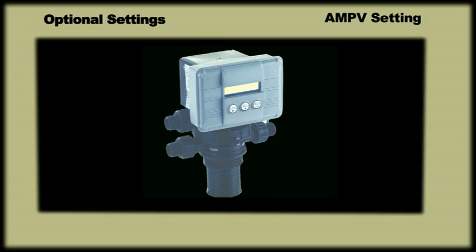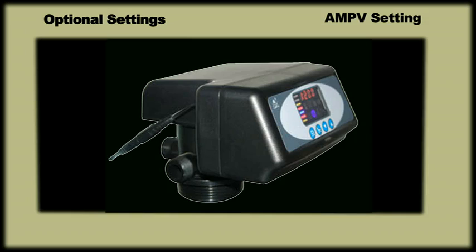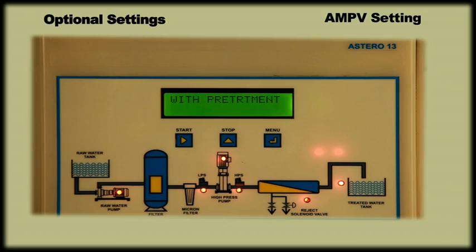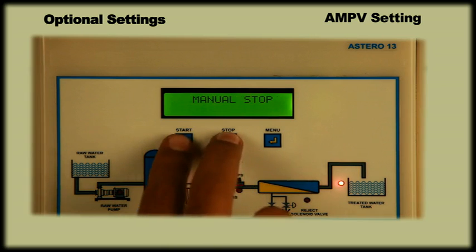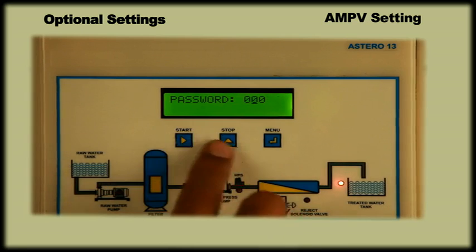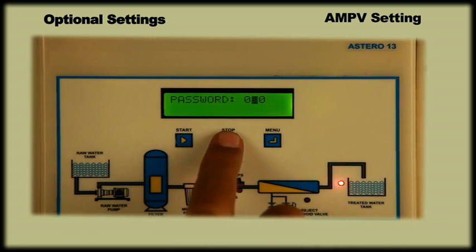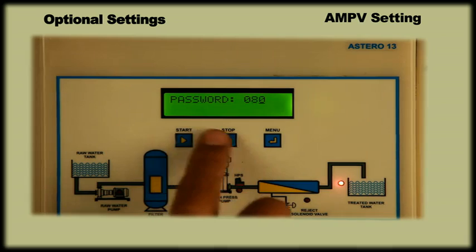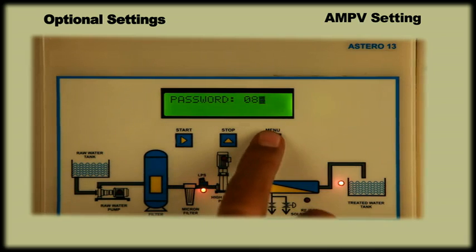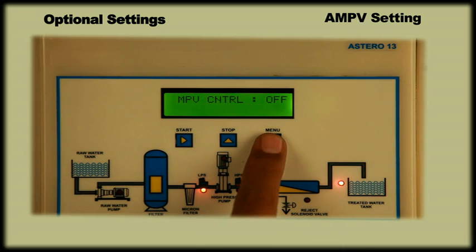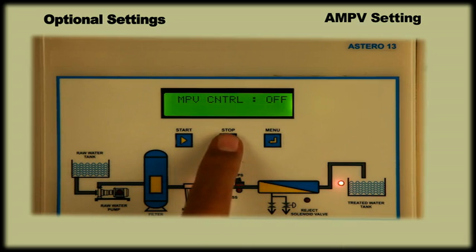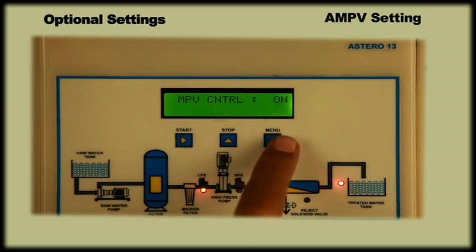AMPV Auto Multiport Valve Setting. Astero panel can support auto multiport valve of all types. This setup should be altered only in case the filter is with auto multiport valve pre-treatment. To turn auto MPV control operation on, enter password 084 and press menu. Display will show MPV control off. To switch it on, press stop key. Then press menu to exit.